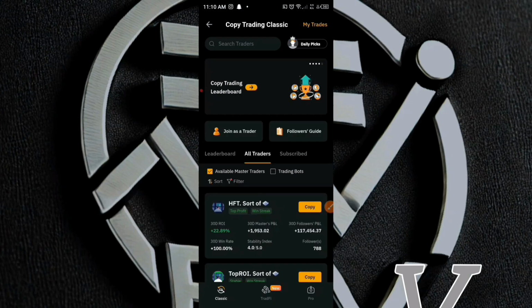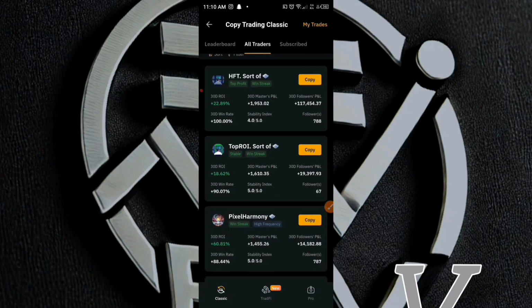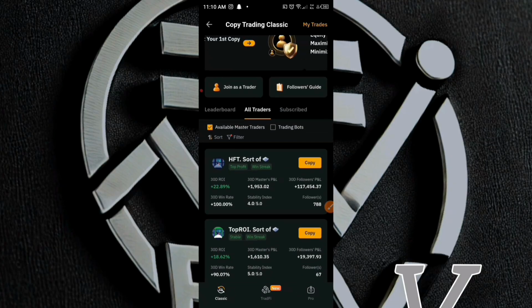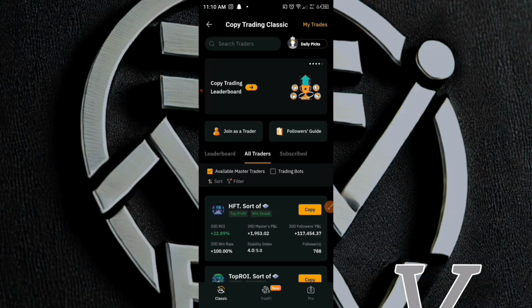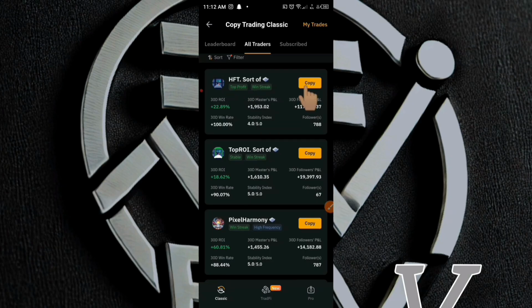And then right here, you'll be seeing different traders that match the selected data which you have given to Bybit. So Bybit will follow the data you give to them, and then they'll bring out traders that match all those descriptions that you give them. So guys, as you can see, this top trader over here has a badge of win streak, which we selected earlier, and he actually has a top profit badge also. And in the last 30 days, he has a return on investment of 22.89%. So this is actually a very good trader to copy. And if you want to do that, all you have to do is click on copy over here.